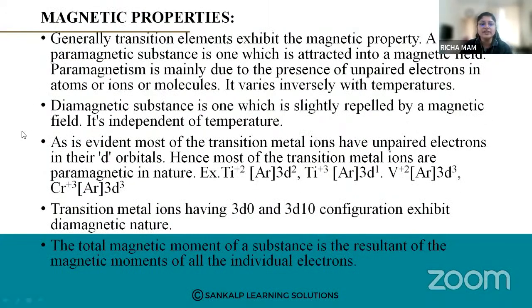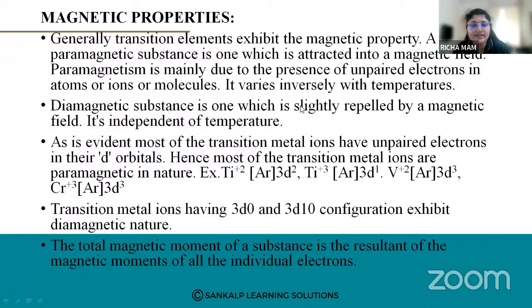Most of the transition elements, as we have seen from the general electronic configuration, have metal ions that are paramagnetic because there is a presence of one or more unpaired electrons. What is paramagnetic behavior? Paramagnetic behavior is shown due to the presence of unpaired electrons.